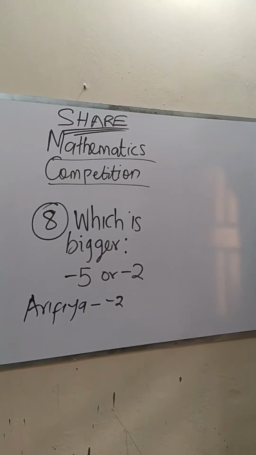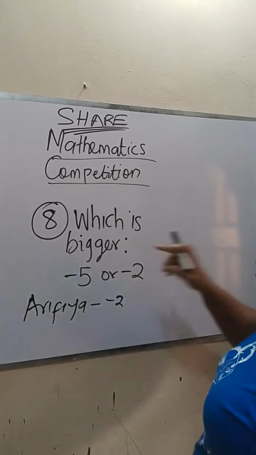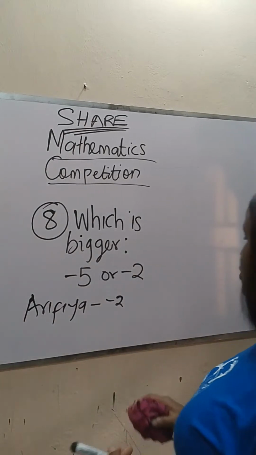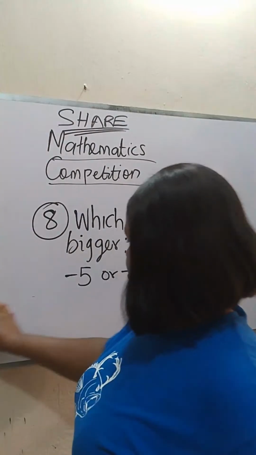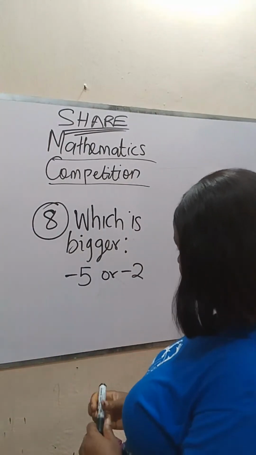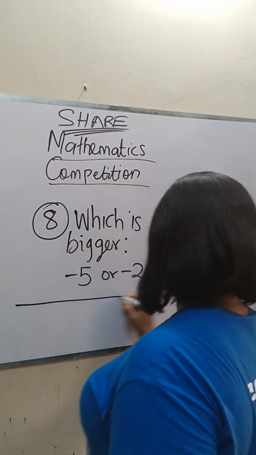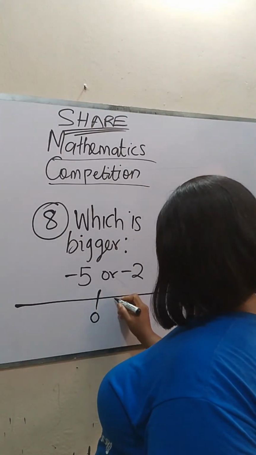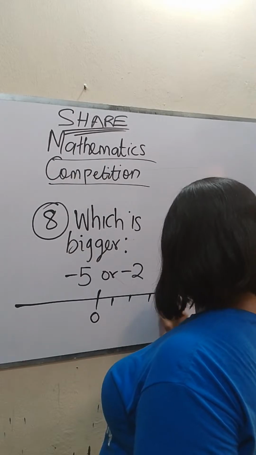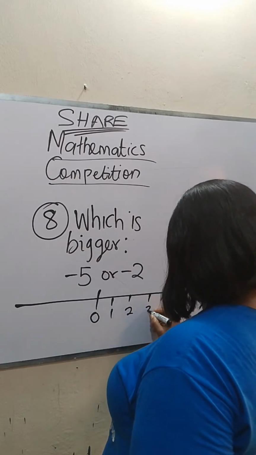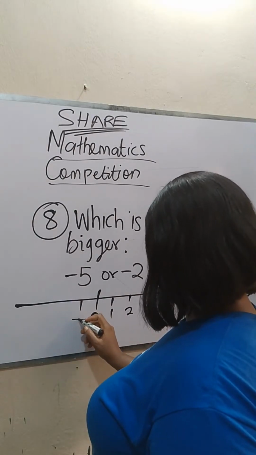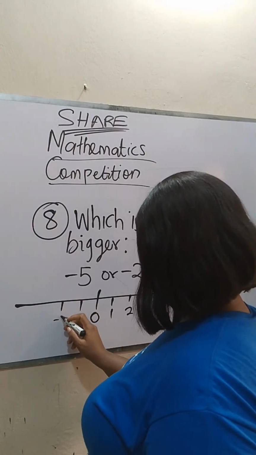So let me solve this. To solve this, you're just going to see it on a number line. I'm going to draw a number line so that you see it. Here is 0, then 1, 2, 3, 4. And here is -1. Here is -2.